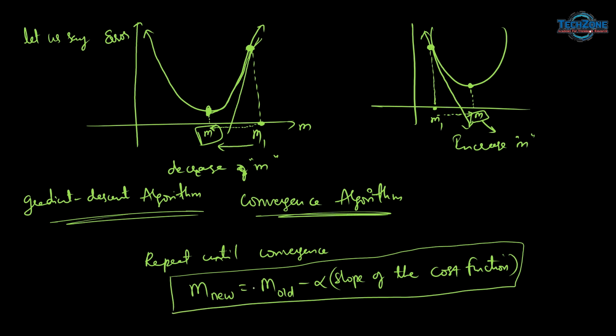So this is it, guys. This is the convergence algorithm. New slope should be equal to old slope minus learning rate. This alpha is the learning rate, and slope of the cost function.